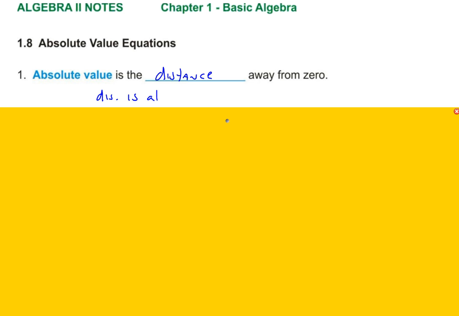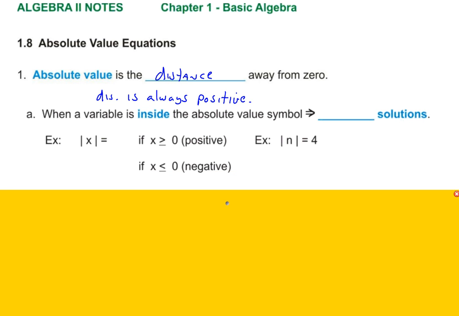Distance is always positive. So the absolute value in and of itself is a positive value, all by itself. Now there can be a negative in front of the absolute value, which means a -1 times it. But in and of itself, just all by itself, an absolute value quantity is always positive. That's the concept. All right.